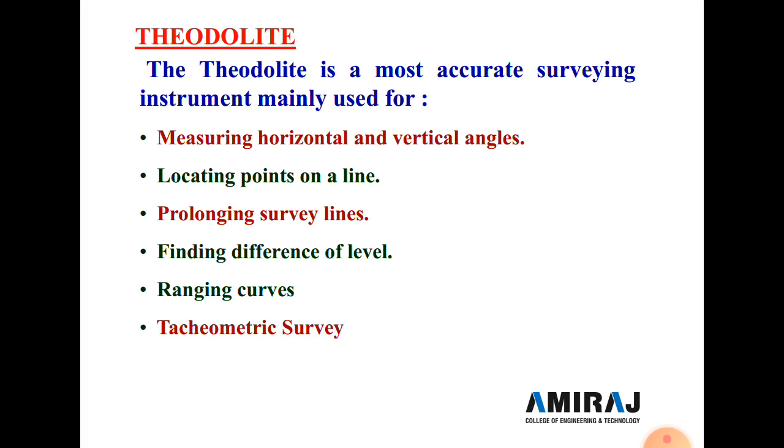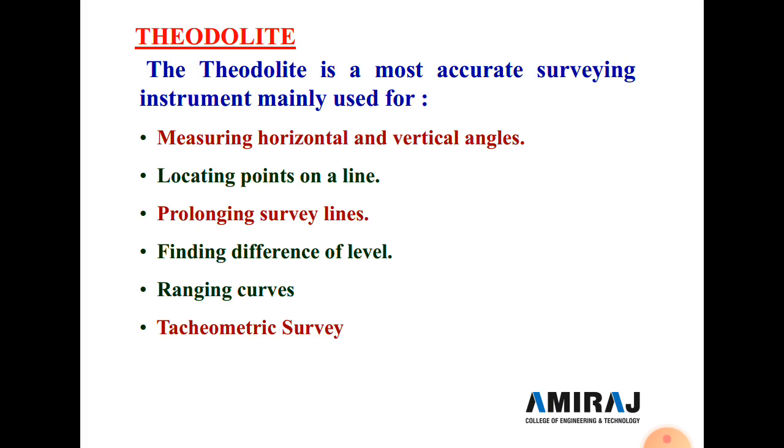The third use is prolonging the survey line. If 2 or 3 points are on the same line and this line is extended up to some distance, then with reference to these 2 points we prolong the line, select another point, fix the ranging rod, and prepare the straight line or prolong the survey line.